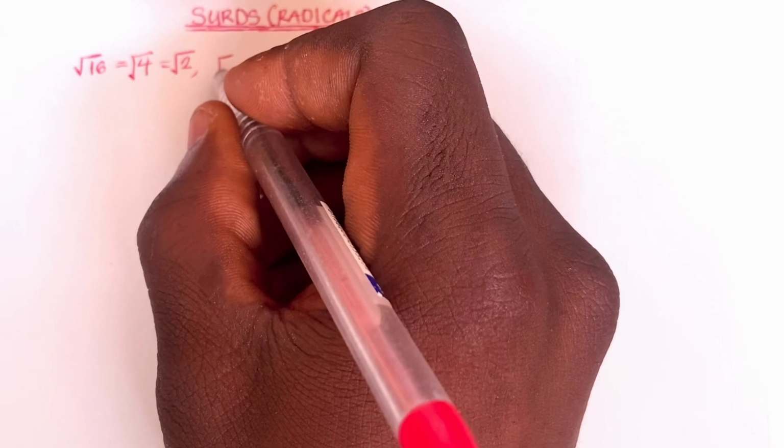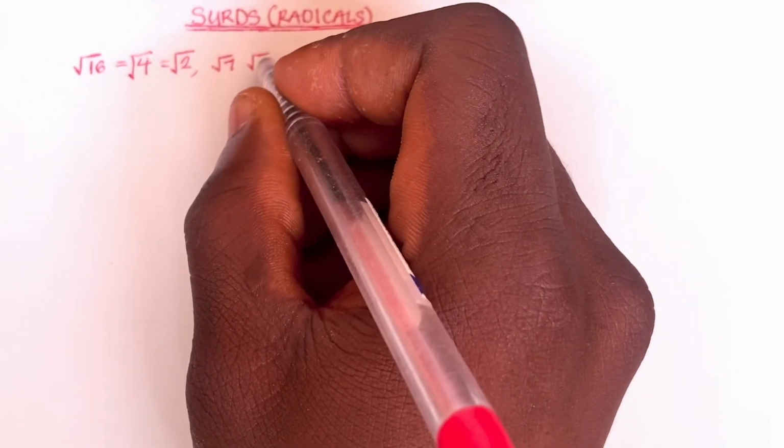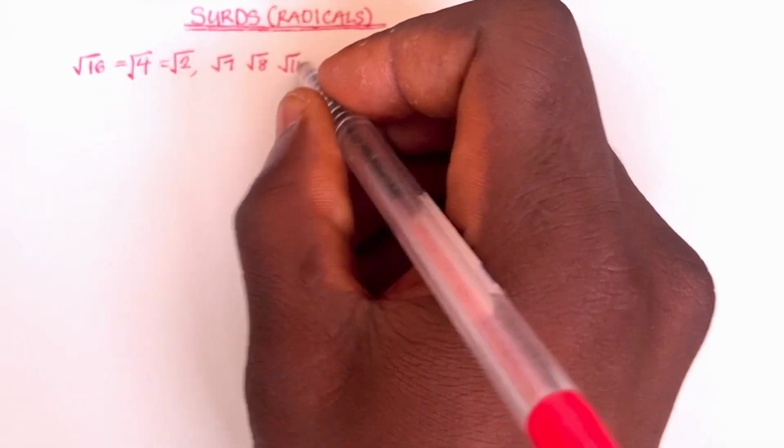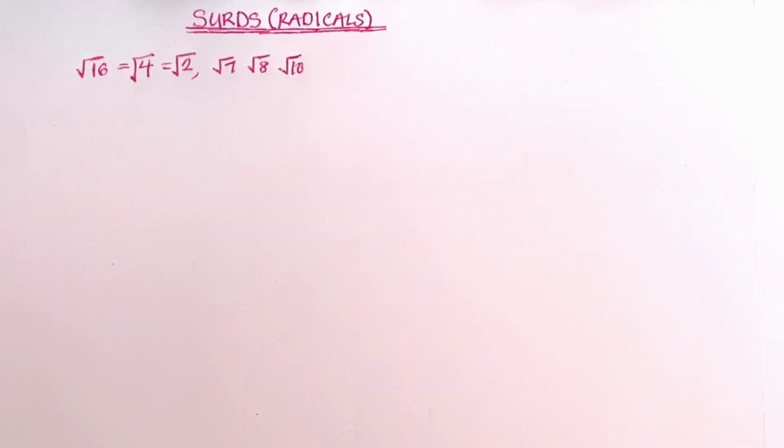We have root of 7, and we have root of 8. We have root of 10, exactly. So those are the roots of arithmetic numbers that cannot be determined. So let's move to the basic rules for SURD. We actually have 4 rules for SURD: the rules of multiplication, division, addition, and subtraction.